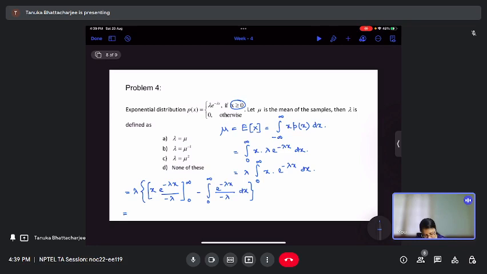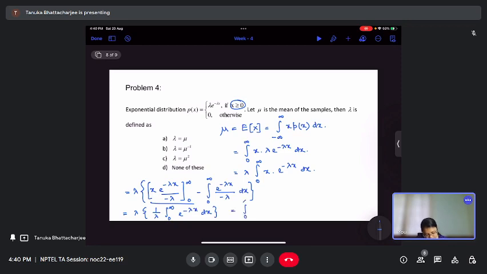Now if we put the limits, so it becomes, if we put infinity, e to the power minus lambda x will become e to the power minus infinity, which will be 0. So that if we put infinity, that term doesn't come out. If we put 0, since we have x into e to the power minus lambda x, this will again become 0. So this first term, this entire first term actually reduces to 0. We do not need to take that term. So we just have the second term, it is 1 minus lambda integration 0 to infinity e to the power minus lambda x dx.